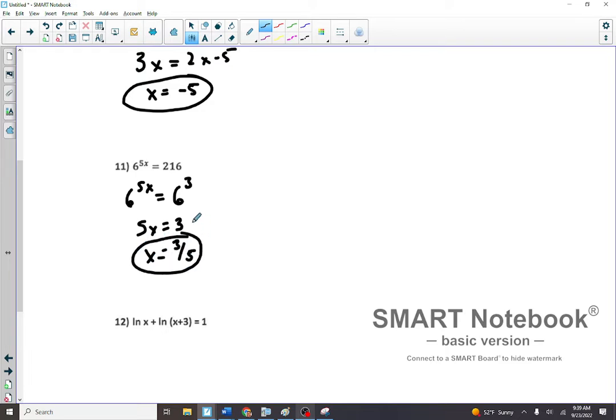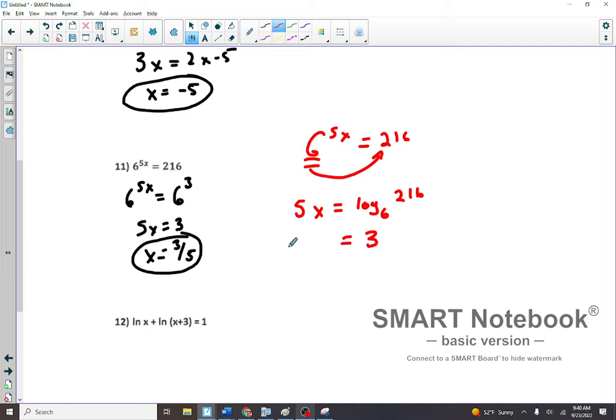Now that works if you realize 216 is 6 to the third. If you don't realize that, you could still do it over here and use logs to our advantage. Take the base of the log, base 6, move it over here. So 5x equals log base 6 of 216. Then you could put in your calculator log base 6 of 216, which happens to be 3, matching what we said earlier. And then x equals 3/5. So just in case you don't remember, you could always use logs to solve it.